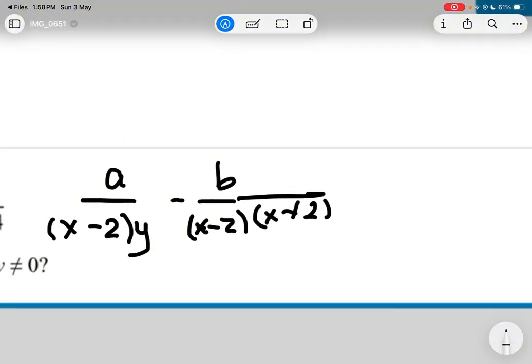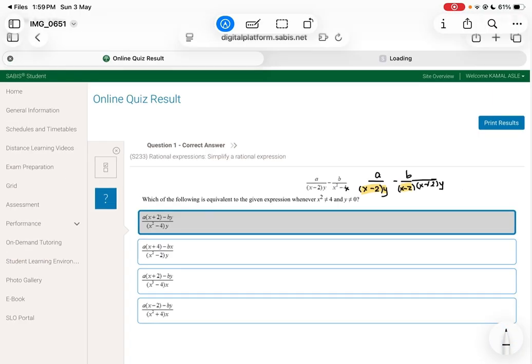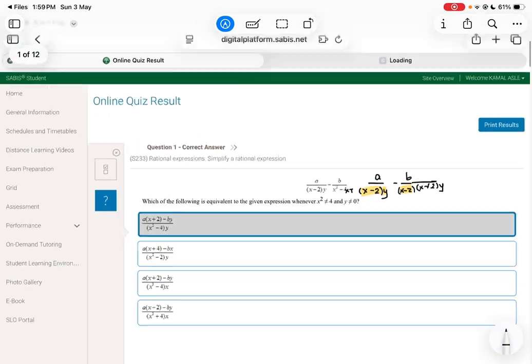So now you know what you're supposed to multiply by to make the same denominator. Here you have x minus 2 and you have y. Here you have x minus 2, but you don't have y. So you have to multiply here by y, and here by x plus 2, in order for them both to have the same denominator.